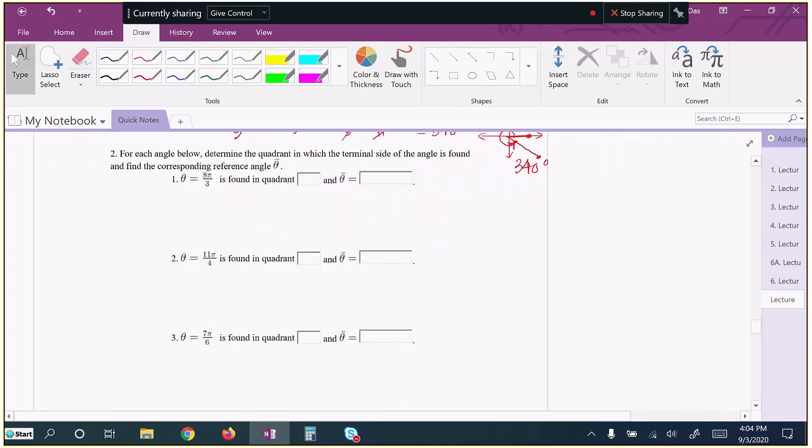For each of these angles below, determine the quadrant in which the terminal side of the angle is found and find the corresponding reference angle. And I'm denoting it by theta bar. So let's try to work on these problems.